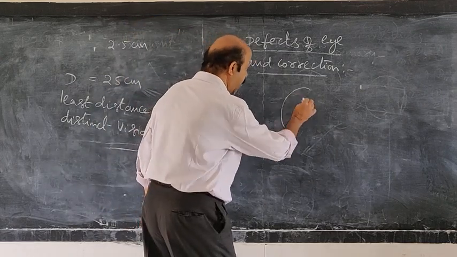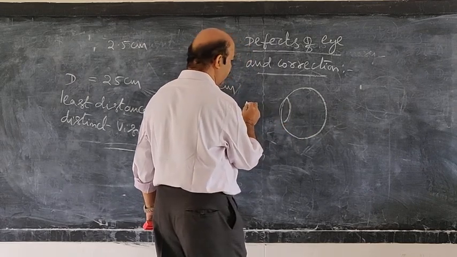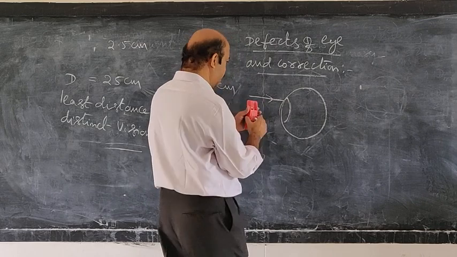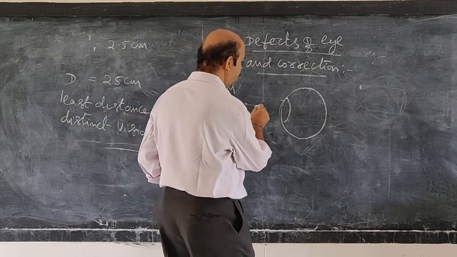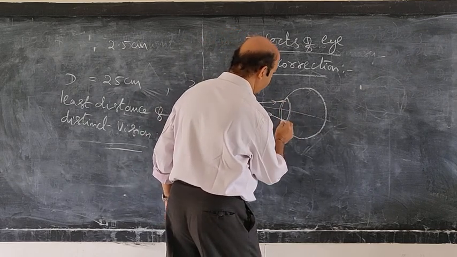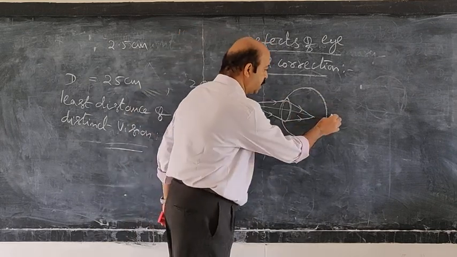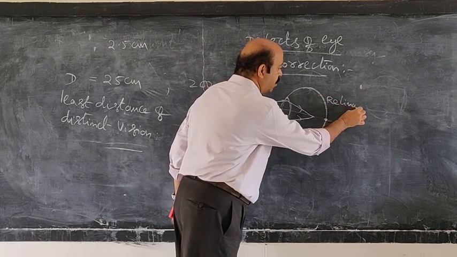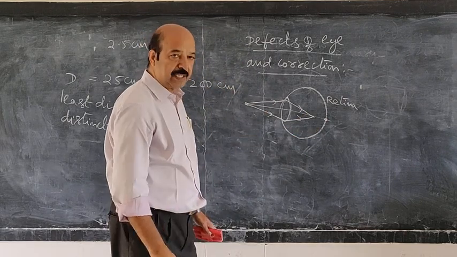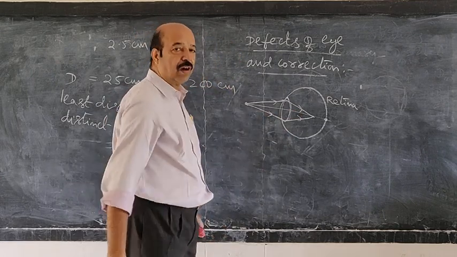Suppose this is your eye and this is the iris. If the light coming from a distant, far away object is focused in front of the retina, say this is the retina, the image of the object is formed in front of the retina, hence the person cannot see it. So the focal length is lesser than the normal value.